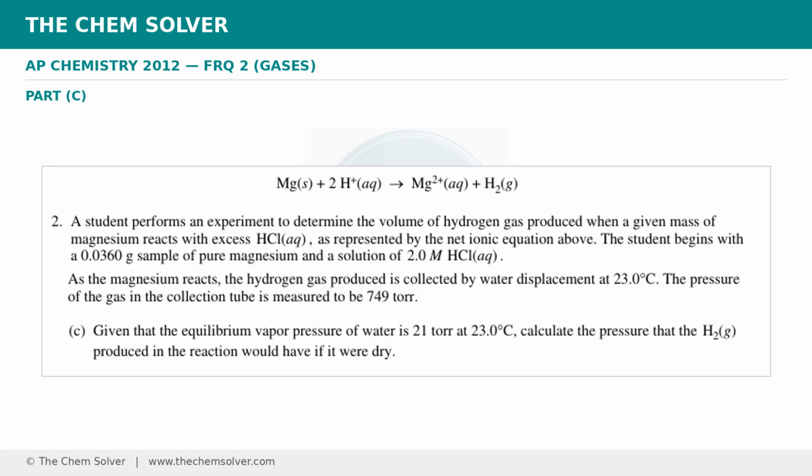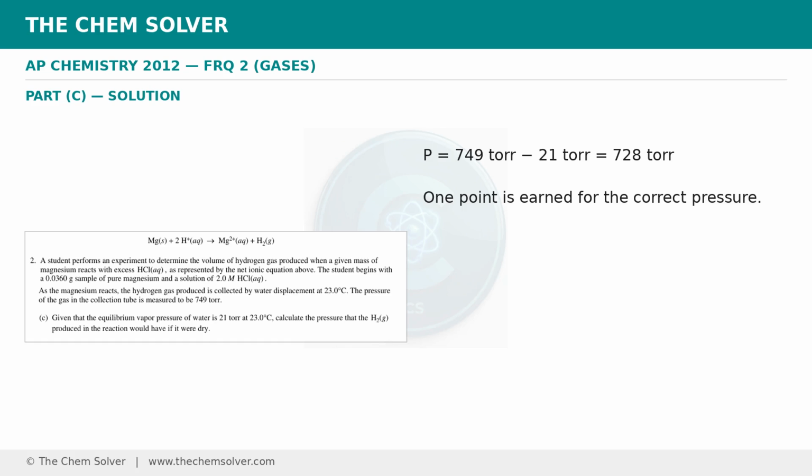As the magnesium reacts, the hydrogen gas produced is collected by water displacement at 23.0 degrees Celsius. The pressure of the gas in the collection tube is measured to be 749 torr. Given that the equilibrium vapor pressure of water is 21 torr at 23.0 degrees Celsius, calculate the pressure that the H2 produced in the reaction would have if it were dry. P equals 749 torr minus 21 torr equals 728 torr. 1 point is earned for the correct pressure.